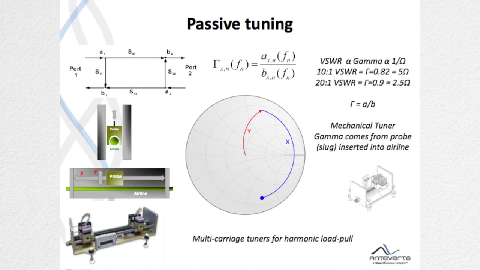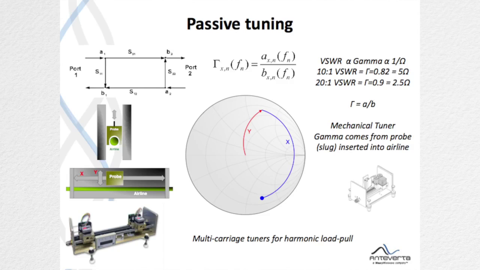The industry's workhorse has been, of course, passive mechanical tuners. A tuner is a very simple element, an airline with a metallic probe or slug that can move in the X and Y direction. By getting closer to the airline, it can interrupt the electrical field and basically create the reflection. So by moving in Y and X, this tuner can tune any impedance. The tuner is a passive element, so the reflection will always be smaller than the wave coming out of your device under test. This means that, looking at this formula, the maximum gamma that you can provide to the device is limited by the losses of the tuner and of all the interconnects.